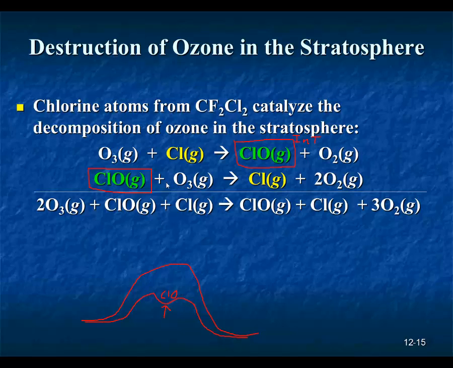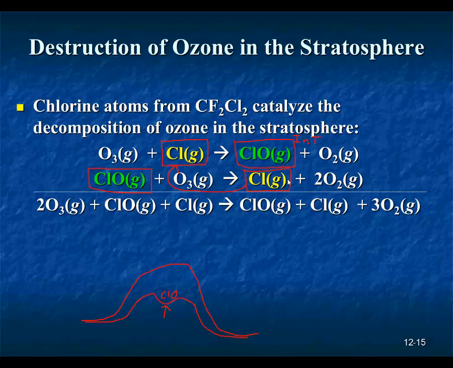Now the catalyst isn't used up, so the monatomic chlorine is involved in the first step, but it's regenerated in the second step so that it can continue on and be recycled to destroy ozone over and over and over again. This is why chlorofluorocarbons can be so dangerous in the upper atmosphere and damaging our ozone layer, which is Earth's natural sunscreen to block portions of the UV radiation from our sun.